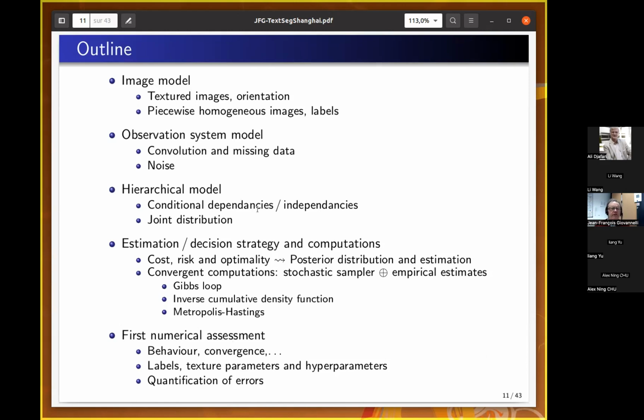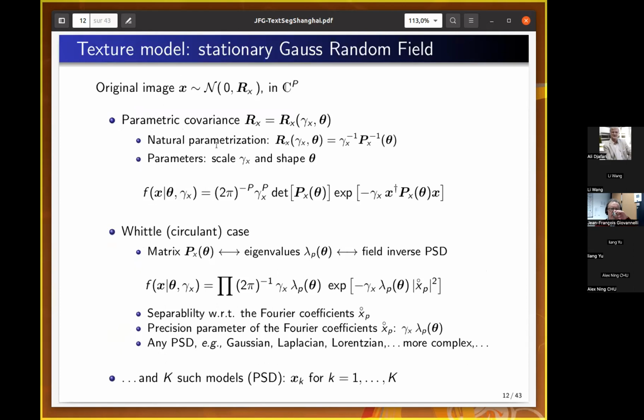So first of all, models for images, and first of all, for texture images. The texture images are modeled as simple zero mean Gaussian fields with a specific correlation. This is a correlation matrix, the covariance matrix, and it is parameterized by two parameters. One is a scale parameter, and the other one is a texture parameter. So the probability density function for the image, given the scale parameter and the texture parameter, is in that way. It is a Gaussian model.